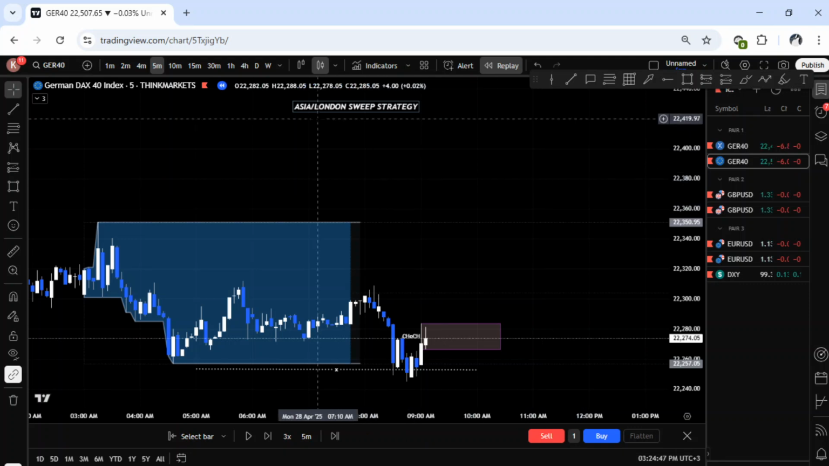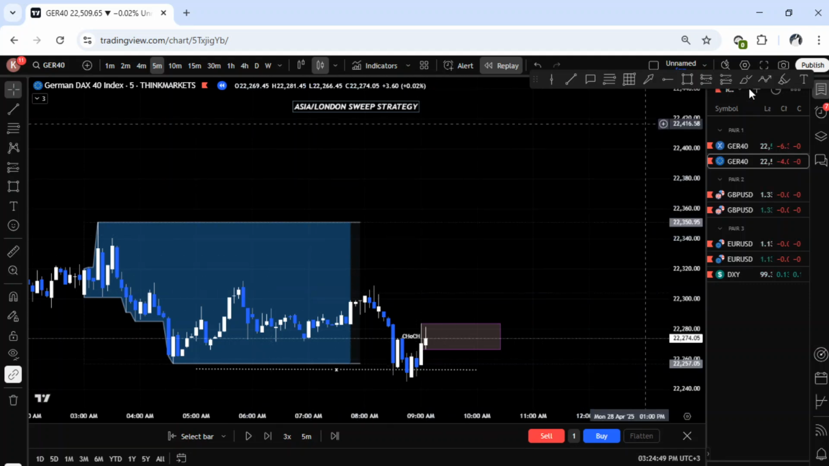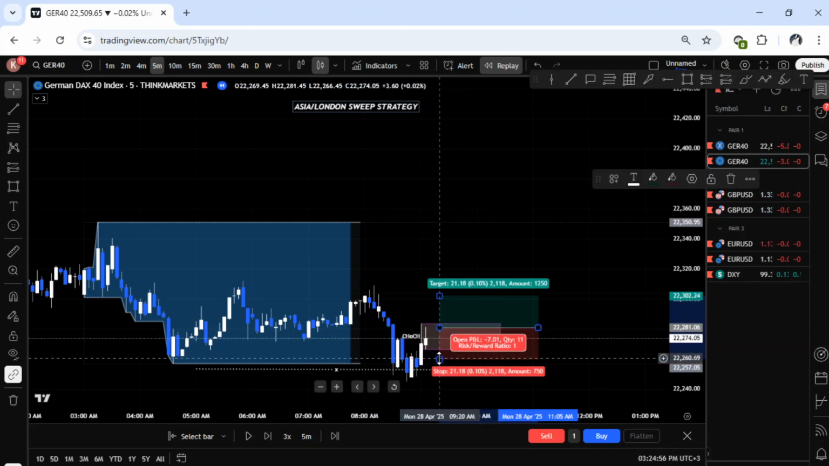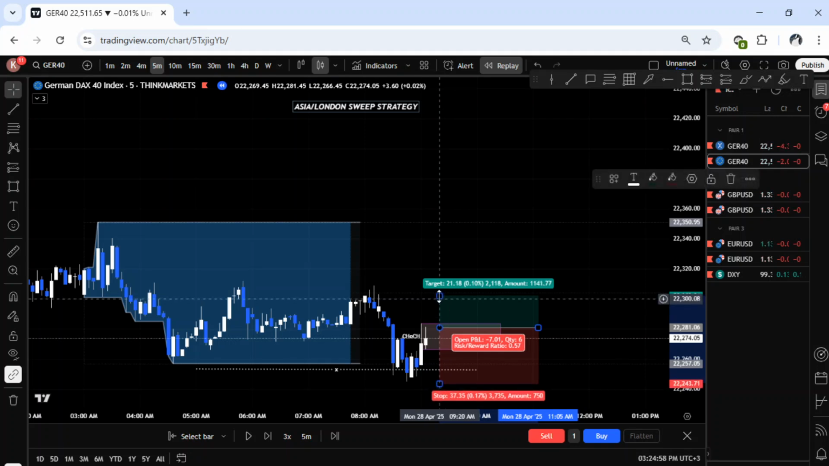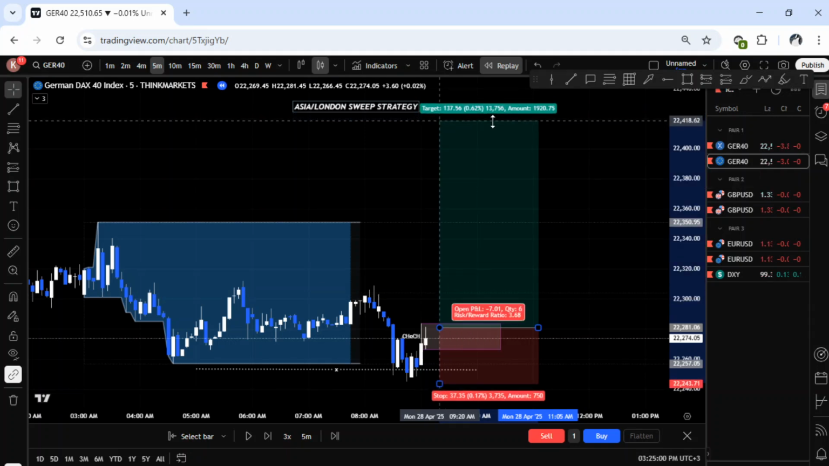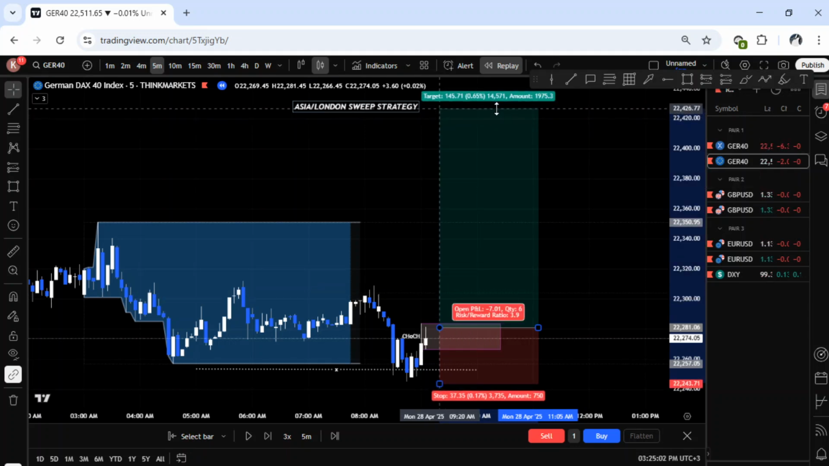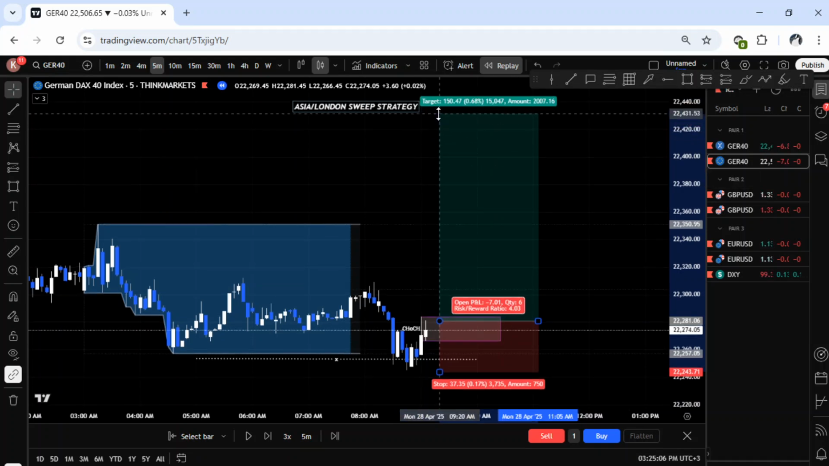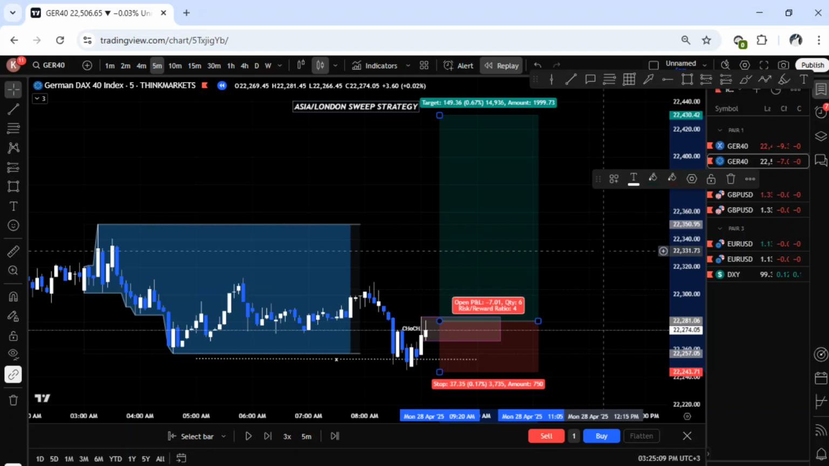So let me show you how you could have gotten this Asia sweep trade that played out very nicely. You would have looked for entry somewhere around here. Actually, I'll show you this trade, how it played out. We target at least a 1 to 4 or a 1 to 3, preferably 1 to 4. So this was the trade.